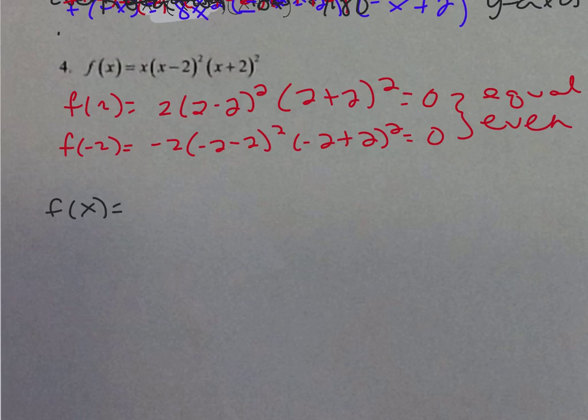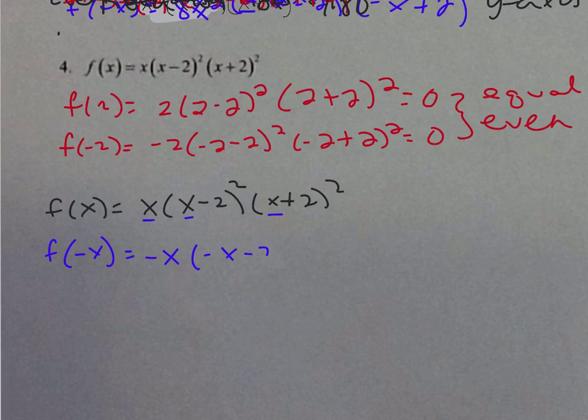So I'm going to rewrite the function. X times x minus 2 squared times x plus 2 squared. And now we're going to do the opposite, f of negative x. So wherever I see an x, I plug in negative. So it's negative x times negative x minus 2 squared times negative x plus 2 squared. There's nothing to simplify here, so let's see what we have.